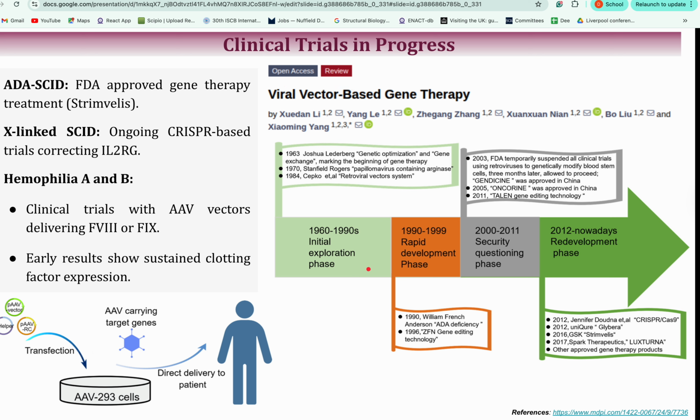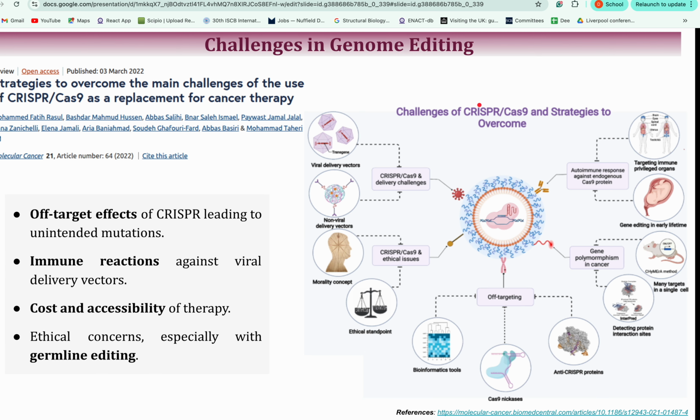And it also tells you how the different milestones were achieved in gene therapy: the initial exploration phase, rapid development phase, security questioning phase, and nowadays, the redevelopment phase. If you're interested, you can go through this review. This is a very nice review. So now there are many challenges in genome editing methods, and strategies to overcome the main challenges of using CRISPR-Cas9 as a replacement for cancer therapy.